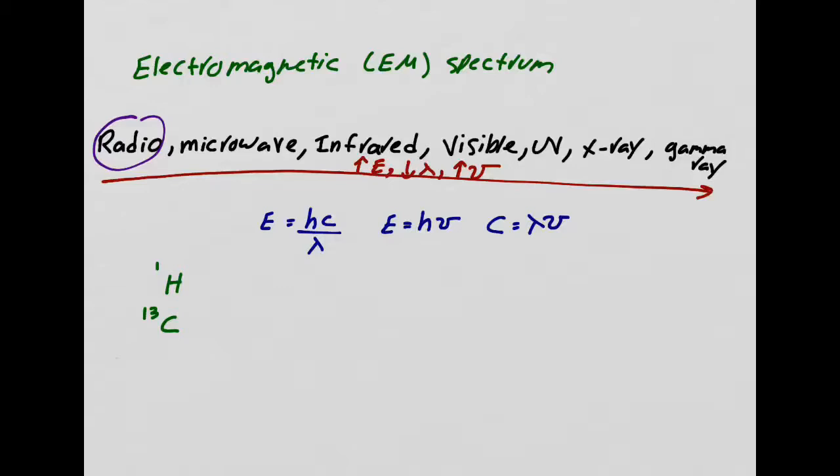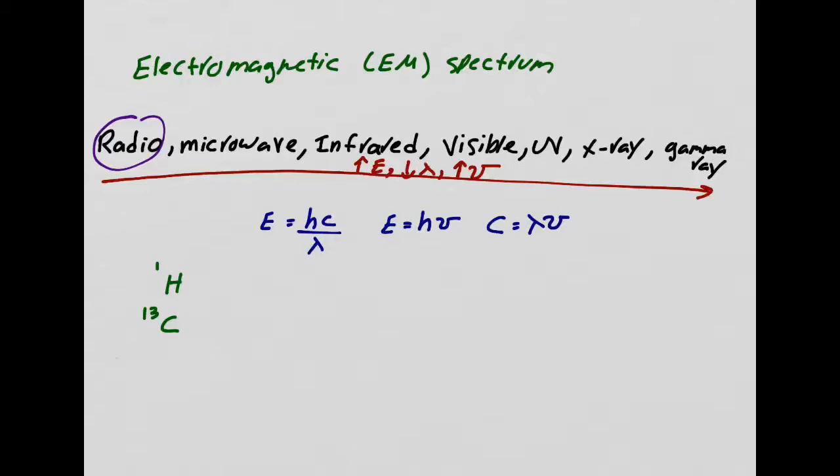Now, carbon-13 is not the main isotope, right? We have carbon-12 and we have carbon-13. So carbon-13 is not as abundant as carbon-12. And then proton is 1H. So these are the two isotopes we are interested in. So far, so good.